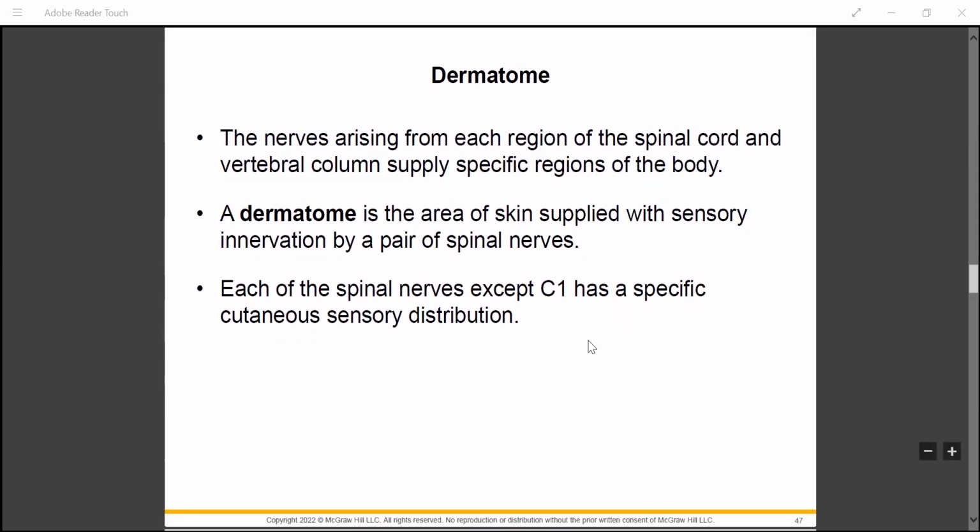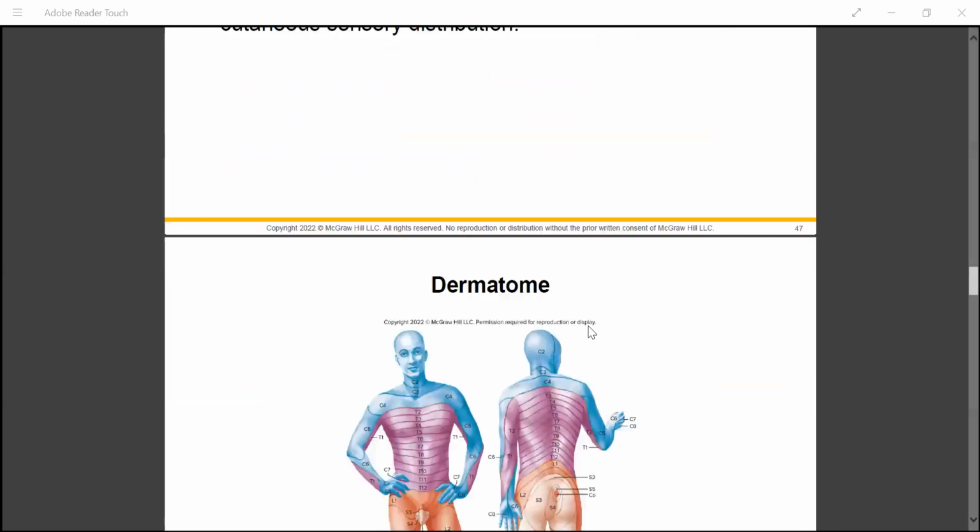All right, we're going to touch on the concept of dermatomes real quick. The nerves arising from each section of our spinal cord are going to supply a specific region of our body. A dermatome, remember derm means skin, is an area of the skin that gets its sensory innervation, so the nerve for sensation in that area, from a specific pair of spinal nerves. C1 we skip, but all of our other nerves have a specific cutaneous or skin sensation distribution. It'll make sense when you see this picture here.